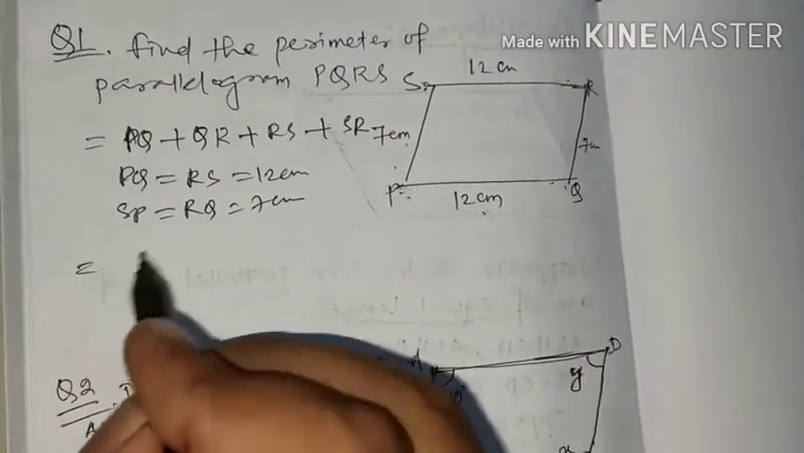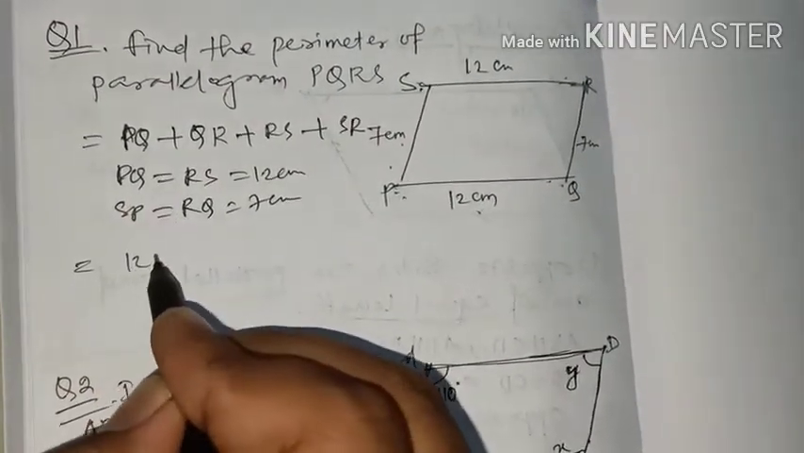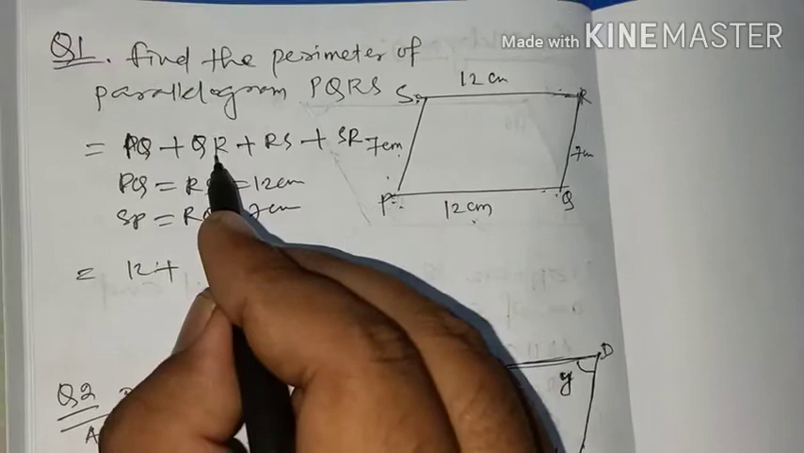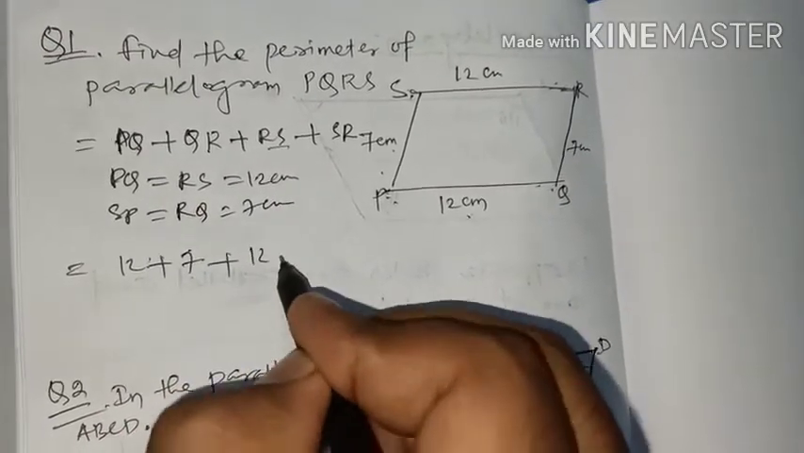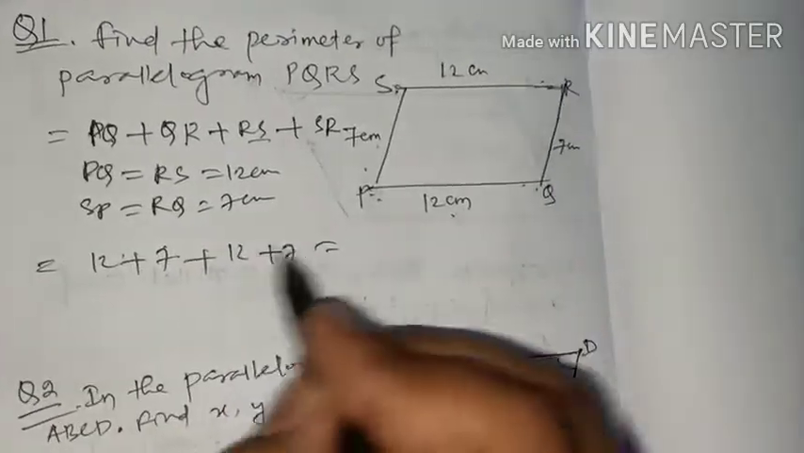Now we can find the perimeter. Here PQ is equal to 12 centimeters plus QR is equal to 7 centimeters plus RS again 12 centimeters plus 7 centimeters.